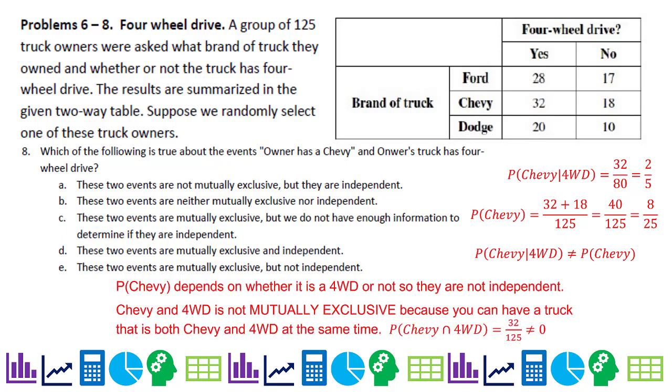And so also they're not mutually exclusive because you can have a truck that is both a Chevy and a four-wheel drive. So the probability of Chevy and four-wheel drive is not zero. So they are neither mutually exclusive nor independent.